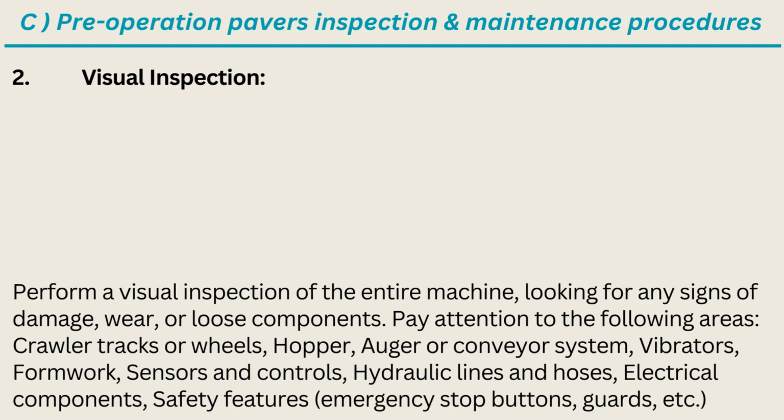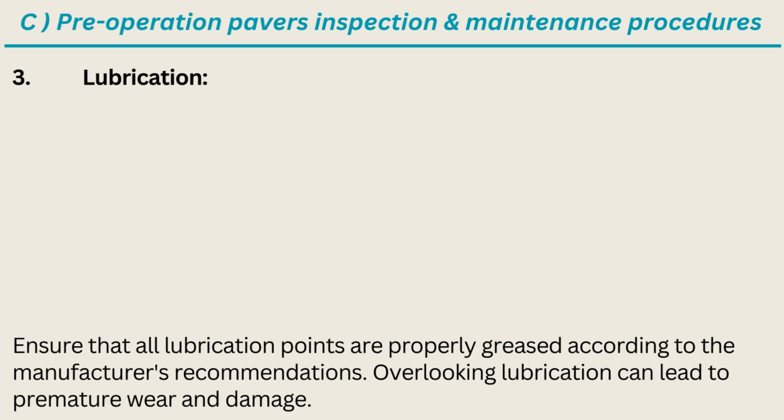2. Visual inspection. Perform a visual inspection of the entire machine, looking for any signs of damage, wear, or loose components. Pay attention to the following areas: crawler tracks or wheels, hopper, auger or conveyor system, vibrators, formwork, sensors and controls, hydraulic lines and hoses, electrical components, safety features, emergency stop buttons, guards, etc. 3. Lubrication. Ensure that all lubrication points are properly greased according to the manufacturer's recommendations. Overlooking lubrication can lead to premature wear and damage.